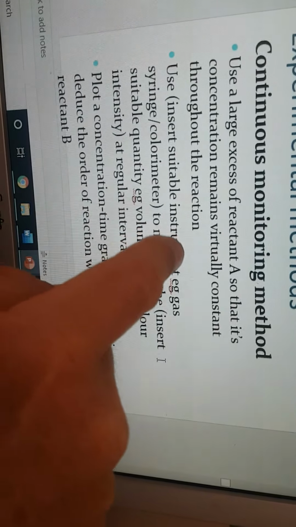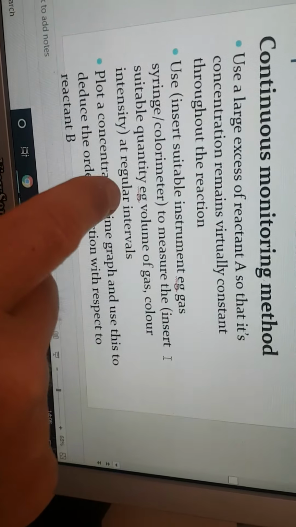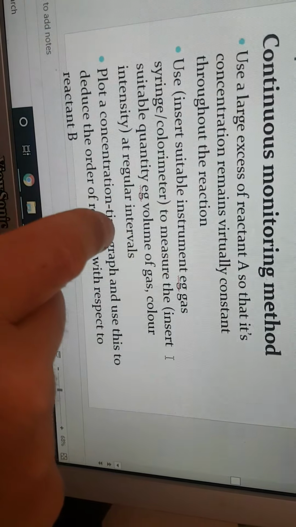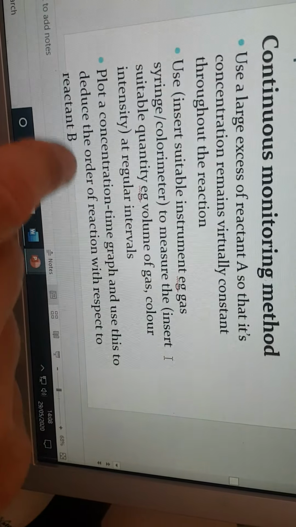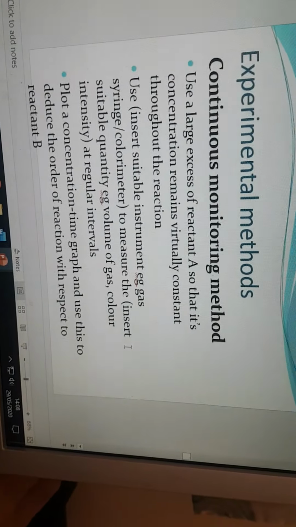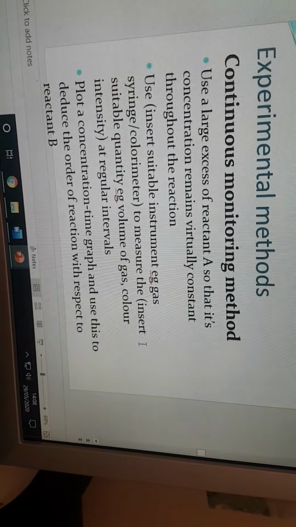You still include the technique in there, name a suitable instrument, and still state what you're going to measure. State that you will measure it at regular intervals. State what type of graph you then plot, and so on. Now, again, you've got this slide on the PowerPoint. I'll get you to actually copy this into your notes as mentioned in the email.